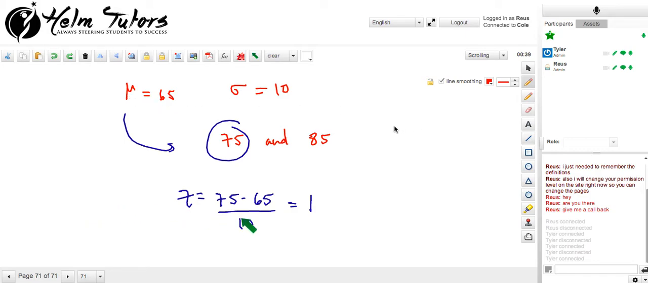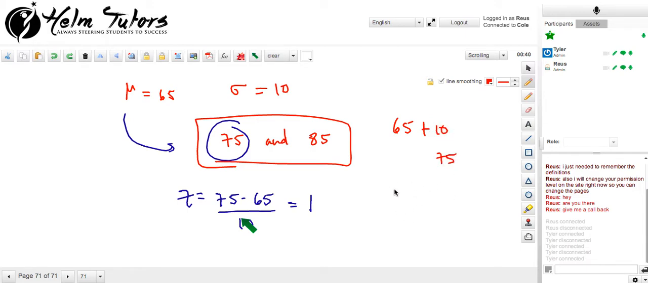done is just taken the mean, and our guess should have been that these two numbers have to do with the standard deviation. If we add 10, the one standard deviation, to the mean, we get to 75. If we add two standard deviations, we get 65 plus 20, which gets us to 85. These numbers aren't symmetric. They're both on the same side of the mean, the right side.